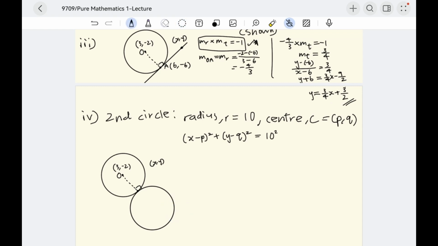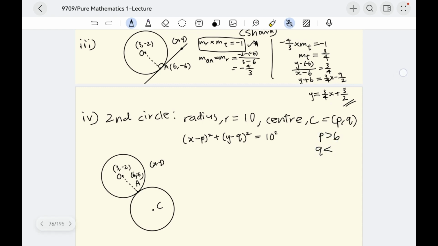So let's say here is the point A. Okay. And I want to look for the center of the circle. So geometrically, for the center of the circle, P and Q must both be, I mean P must be greater than 6 and Q must be less than negative 6. So this is the best prompt before looking for the center of the circle, the coordinates of the center of the second circle. Okay?